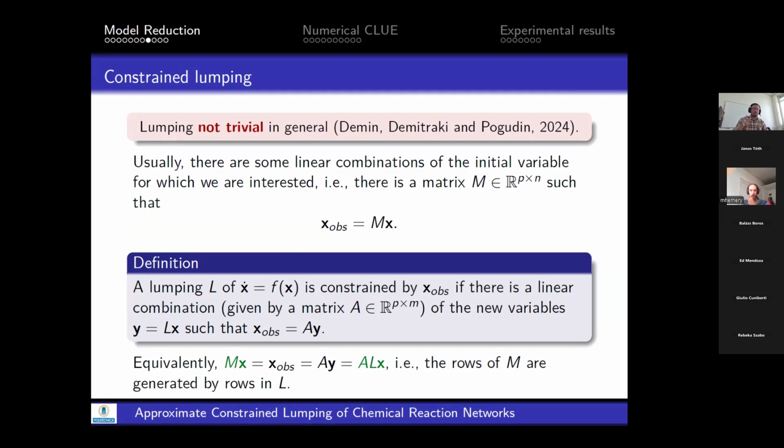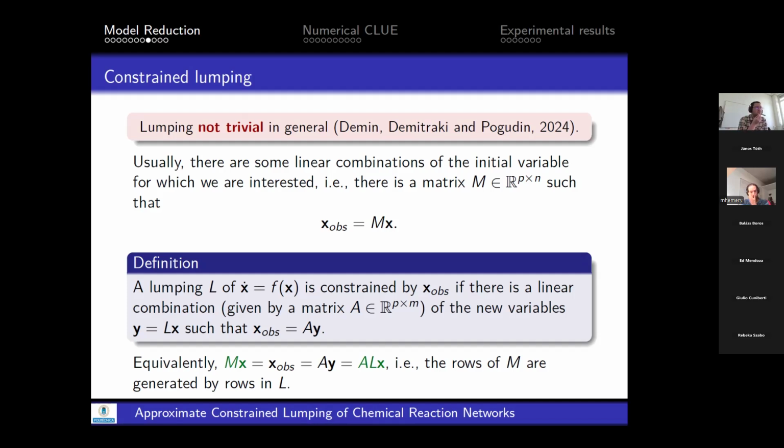So I've been talking about lumping. Lumping is a matrix, it's a lumping or not from a system. And we can check if it's a lumping by using the previous result. Good, fantastic. But as was shown in this paper by Demin, Dimitrov, and Pogudin in 2024, lumping is not so trivial to construct by itself.